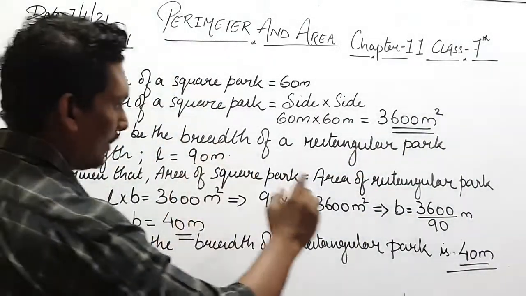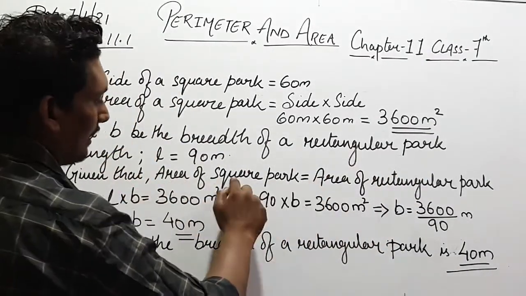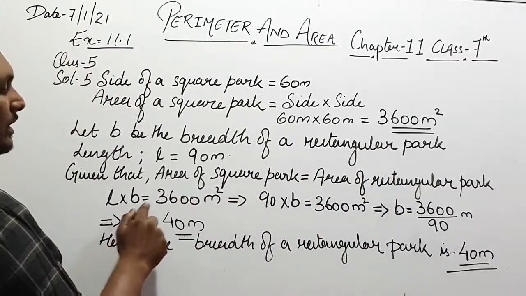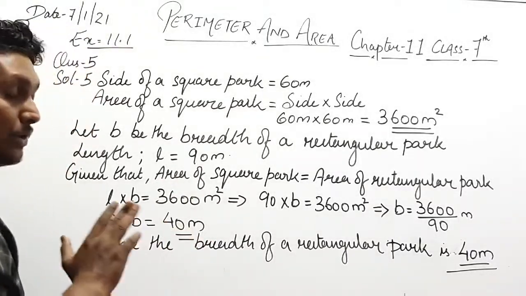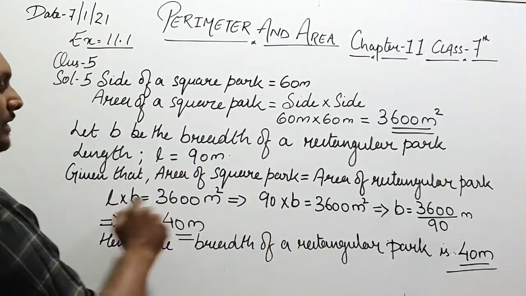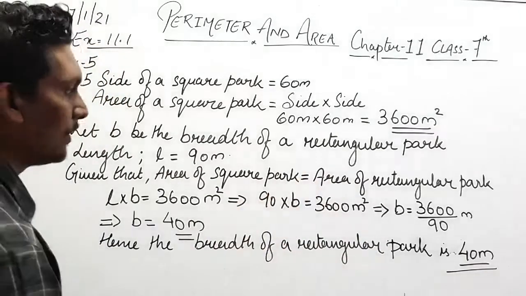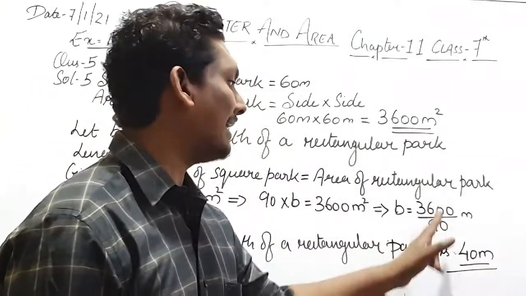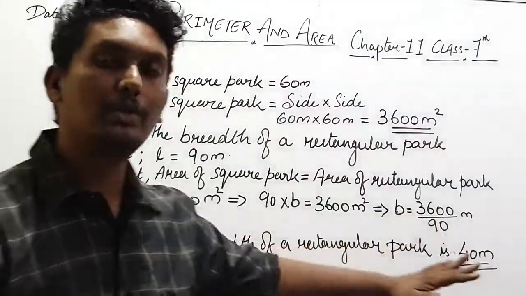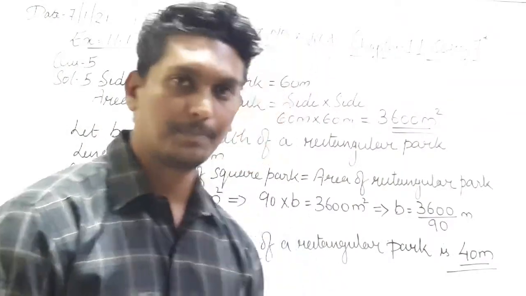The formula for the area of a rectangular park is length into breadth. So L into B is 3600 meter square. From here we have to find the breadth. The value of length is given as 90, breadth we have to find out, and 3600 meter square is the area. Just for finding the breadth, divide it, so you will get 40. Hence the breadth of the rectangular park is 40. Hope it is clear to you. Just go through it.